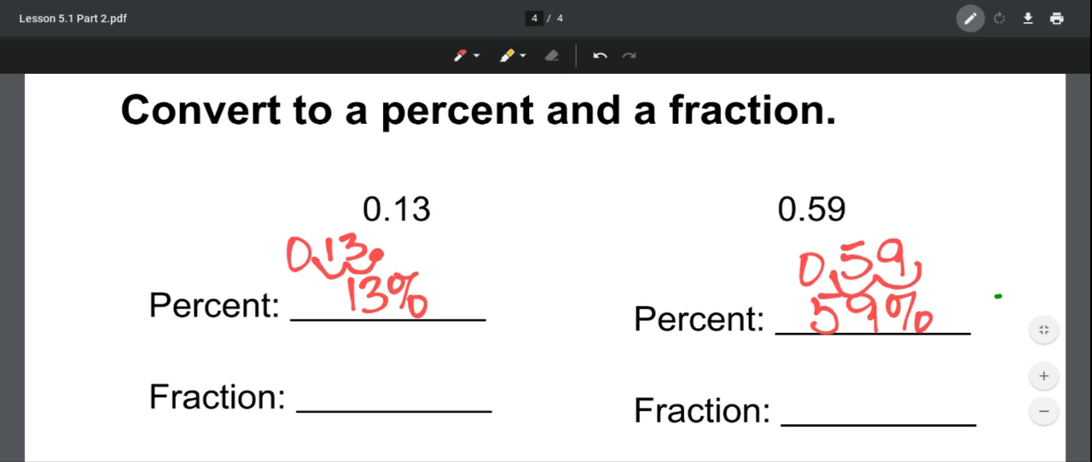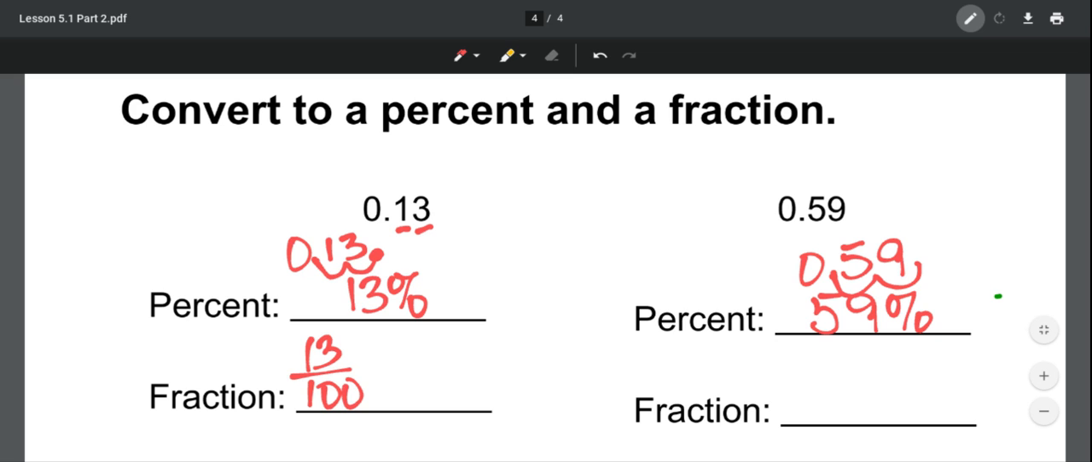To convert a decimal into a fraction, we could simply read the decimal as a fraction. So that decimal, 0.13, is read as 13 hundredths because the 1 represents the tenths place, the 3 represents the hundredths place. When we write 13 hundredths as a fraction, we would have 13 over 100. That cannot be reduced and therefore stays as is.